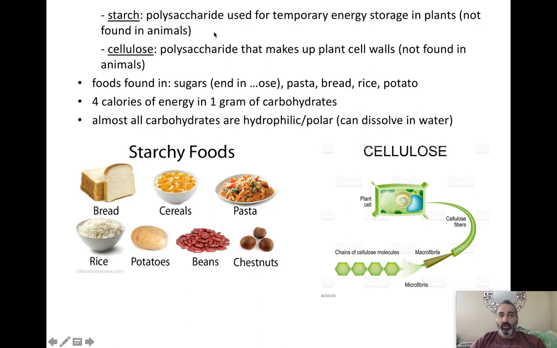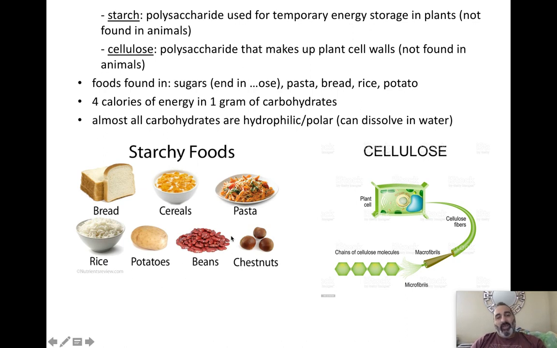Plants store their sugar as a polysaccharide called starch. So starch is similar to glycogen, but starch is found in plants. Glycogen is found only in animals. So this is how plants temporarily store energy. Foods that are high in starch have a lot of energy in them. These are the foods they tell you to stay away from if you want to lose weight. Your doctor will tell you to stay away from white food, specifically white bread, white rice, white potatoes.